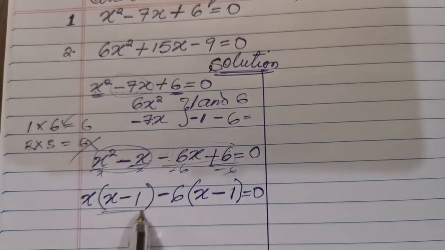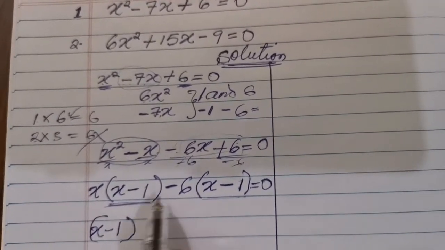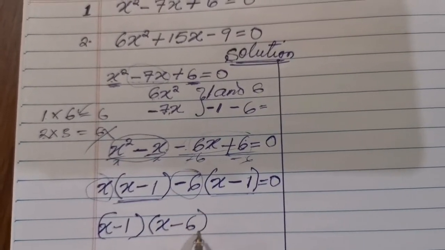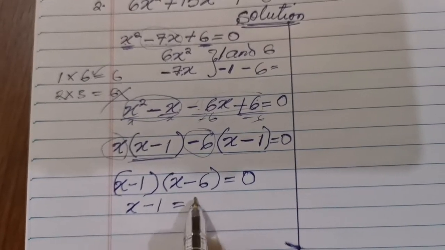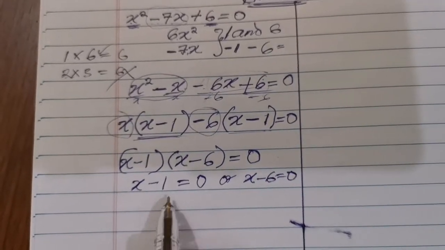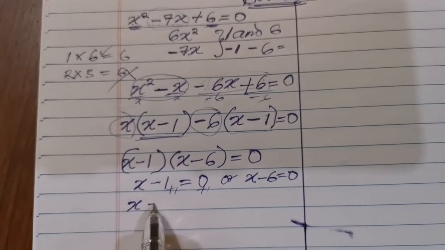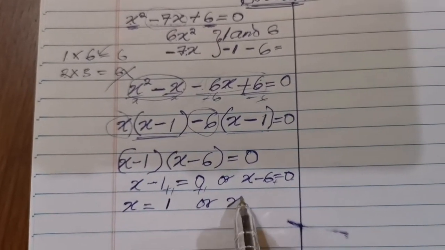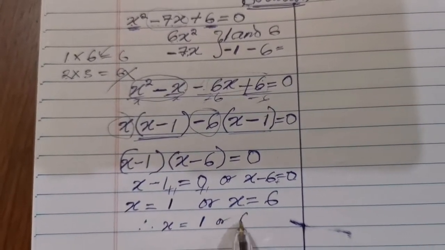Now look, we have x minus 1 in both parts. I will bring it out: x minus 1. Now we are left with x and minus 6, so we have x minus 6 equal to 0. From here, x minus 1 is equal to 0, or x minus 6 is equal to 0. If I add 1 to both sides, x is equal to 1. Or add 6 to both sides, x is equal to 6. Therefore, x is 1 or 6.